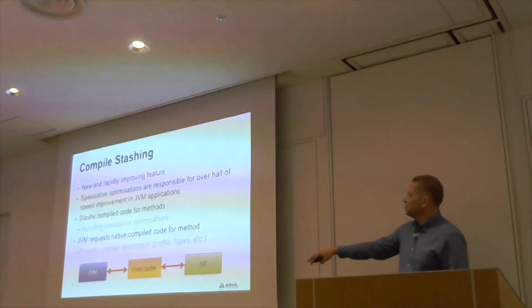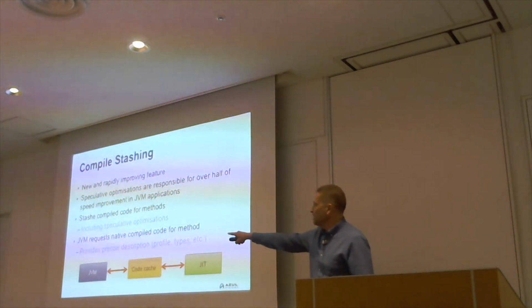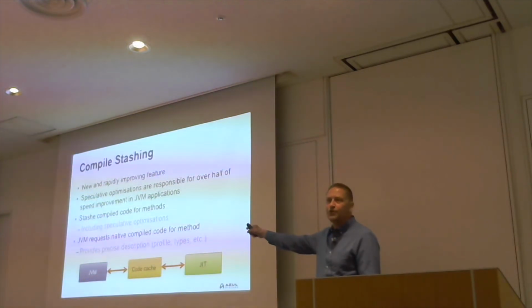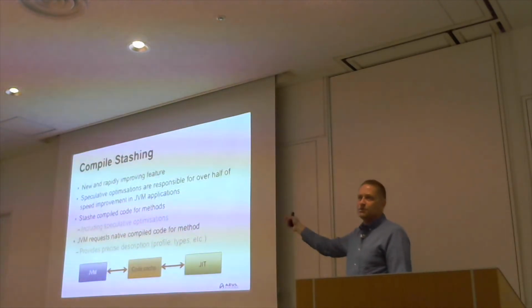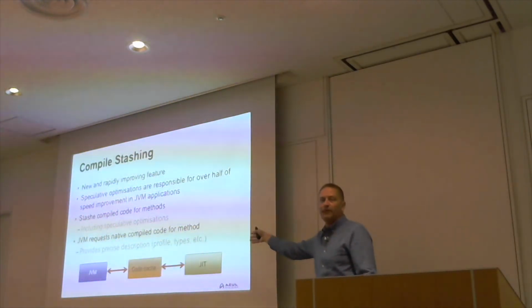So we're essentially having a cache. So we can say, the JVM compiler needs this method with this particular set of profiling data. If it's in the cache, we use it. Otherwise, we go to the JIT compiler and we say, right, recompile it based on that profiling data.